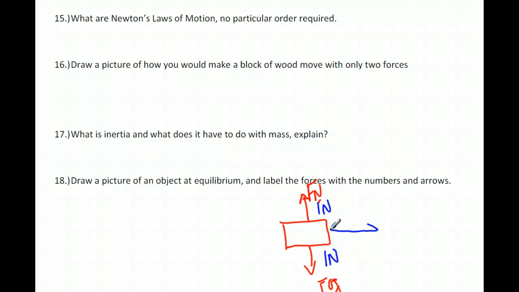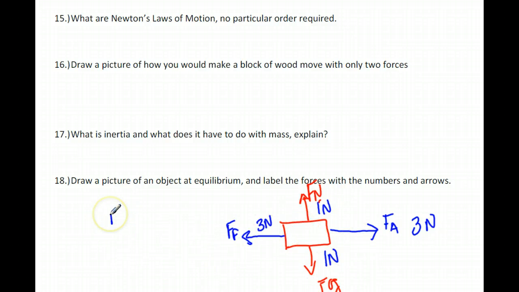So if I have a force going this way and this is my action force, and I say that this is 3 newtons, then I have to have, if it is in equilibrium, they have to be equal. So the force of friction would have to be 3 newtons in that direction. Does that mean that this is at rest? No, it means it is at equilibrium, which means there's no acceleration.